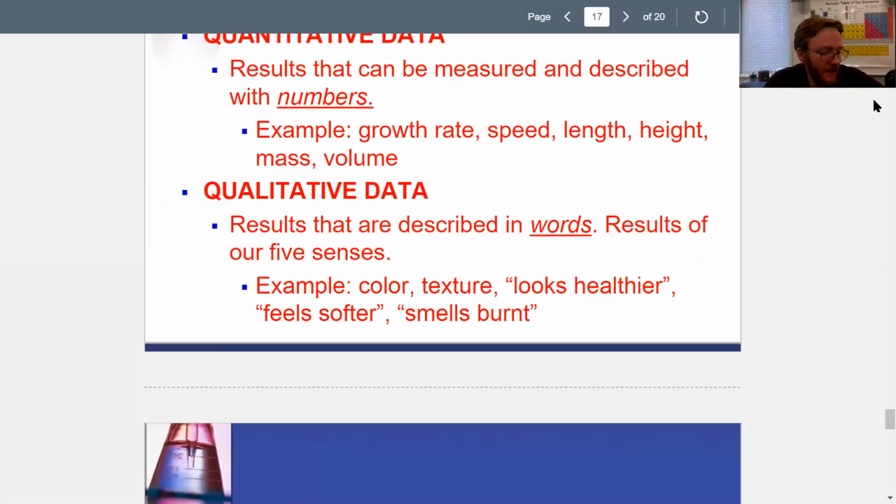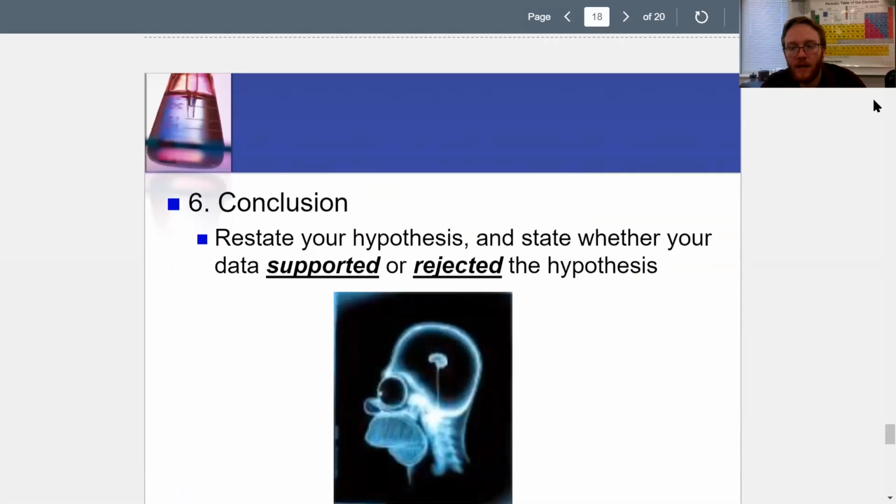So qualitative things are things you're measuring with your senses. Quantitative data is data that you have measured and have numbers for. And then you make a conclusion. You have to take everything you've done and you have to restate your hypothesis and state whether you supported or rejected it with your data.